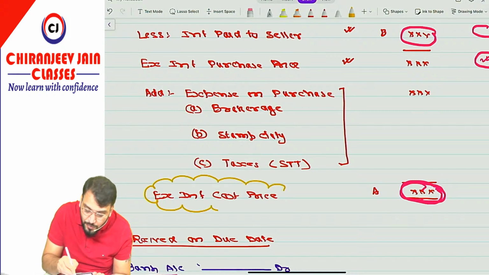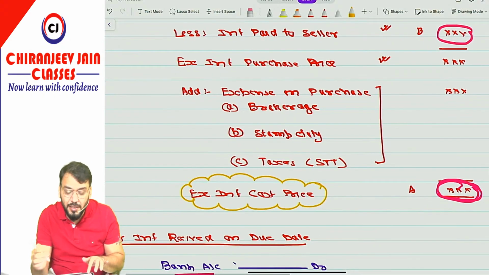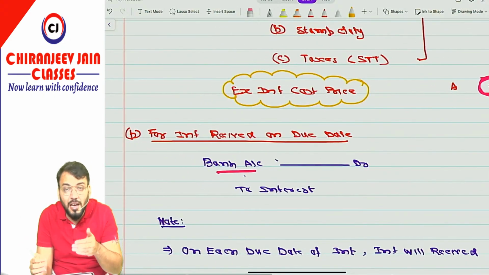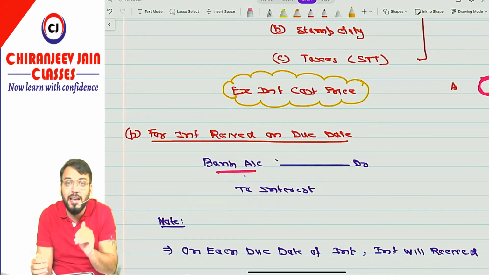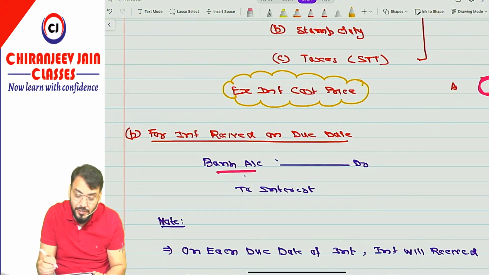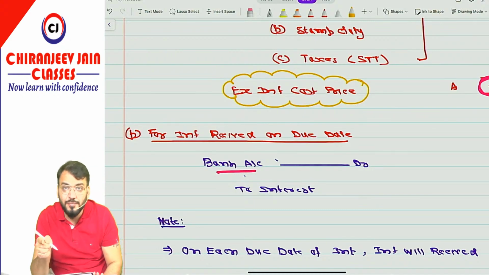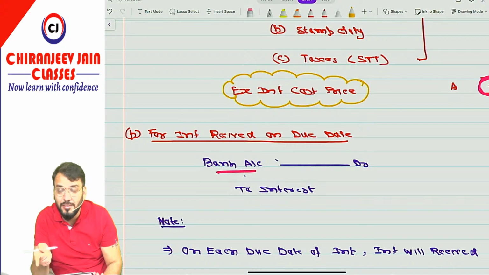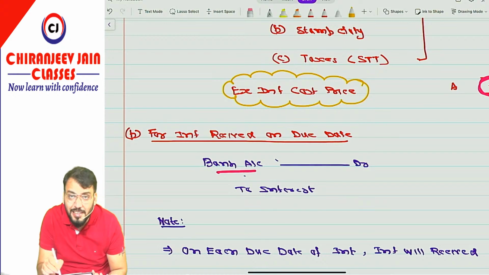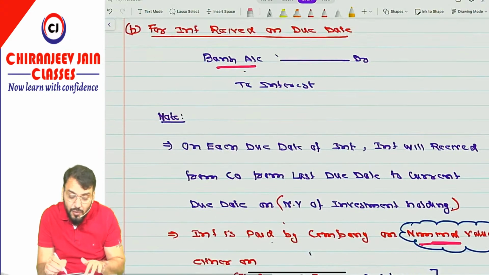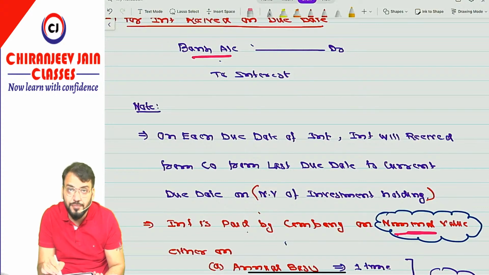Now once you purchase the investment, on the next due date the buyer will receive interest. So on receipt of interest from the company directly, the journal entry will be bank account debit to interest. Can you say the company will pay interest on each due date, and that interest will be from last due date to current due date, correct? Now bank account debit to interest income, this interest income will be transferred to profit and loss account, correct. So on interest received on due date, what journal entry? Bank account debit to interest income.